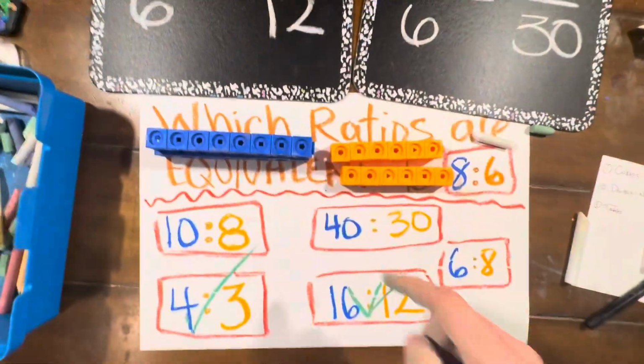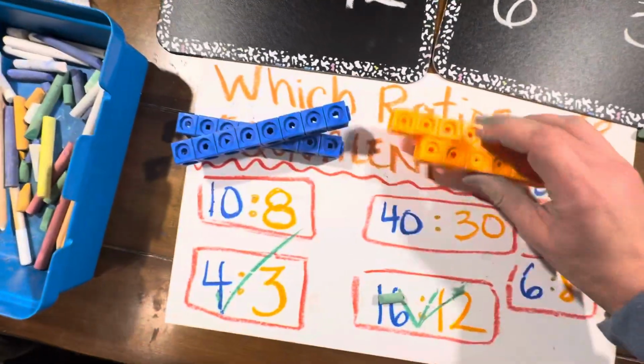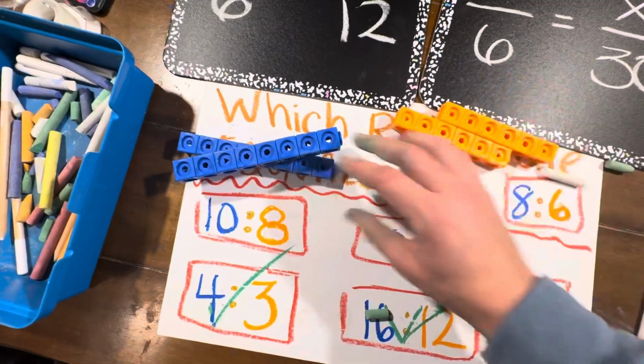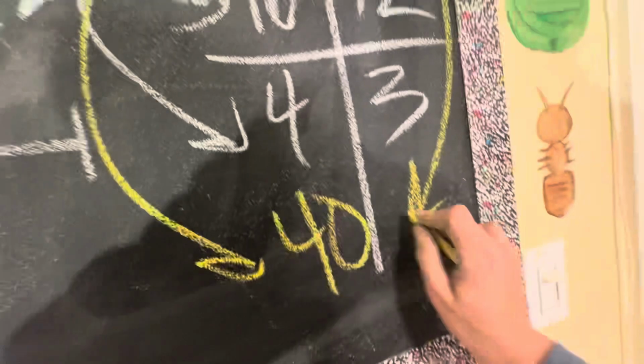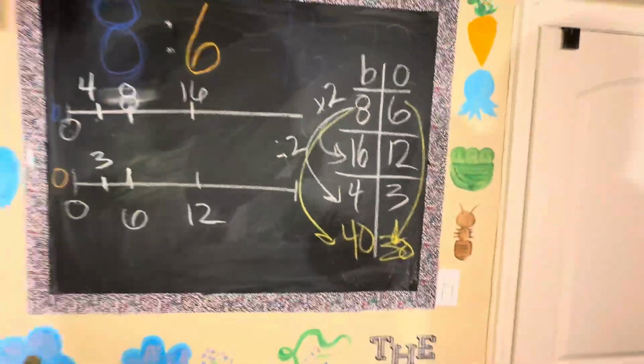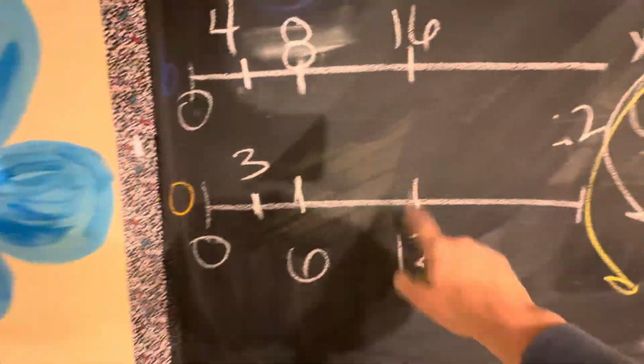Also, this one, good. What I'm noticing here is, what if I just kept going and I was like 1, 2, 3, 4, 5 of these, and 1, 2, 3, 4, 5 of these? What would that look like on my table? Well, it would look like I had 5 times 8, which would be 40, and then I would do 5 groups of 6, which would be 30. That means 40 to 30 is an equivalent ratio, because I could also do 8, 16, 24, 32, 40, 6, 12, 18, 24, 30. Oh my gosh, it's magic. That means that this is also an equivalent ratio.